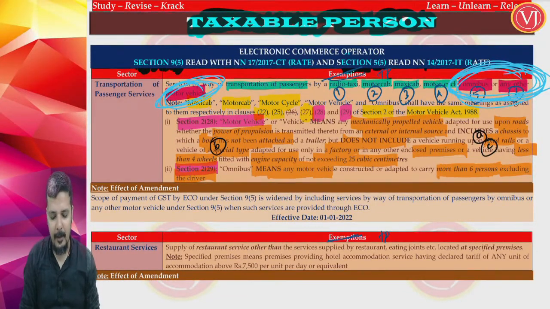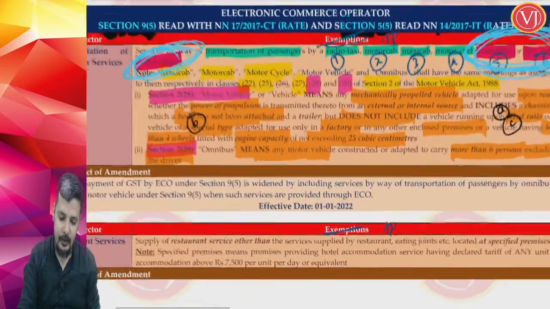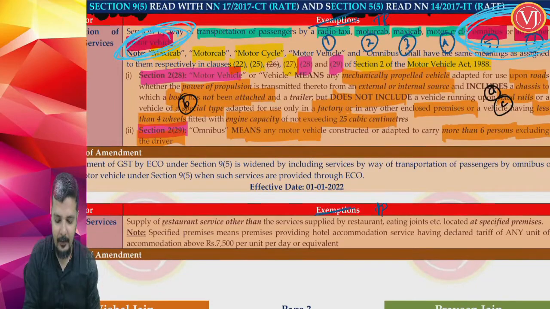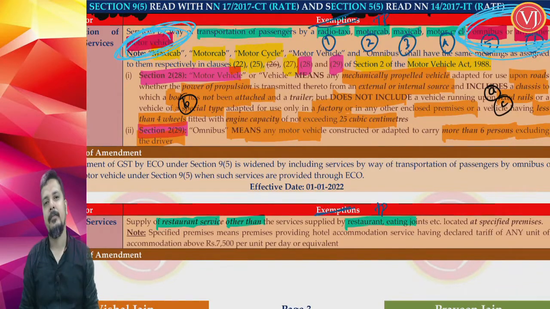What is that particular point? You are talking about supply of restaurant services through ECO. So the focus is on supply of restaurant services through ECO, but other than a restaurant working in a premises, which means other than a restaurant within a hotel where you go for staying, other than restaurant or eating joints located in specified premises.